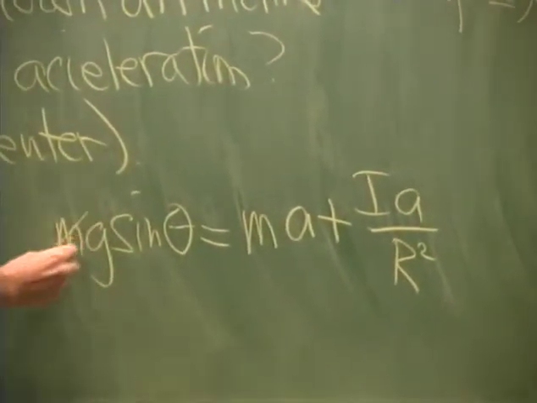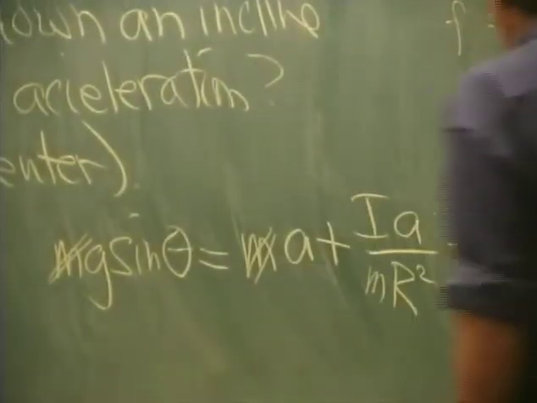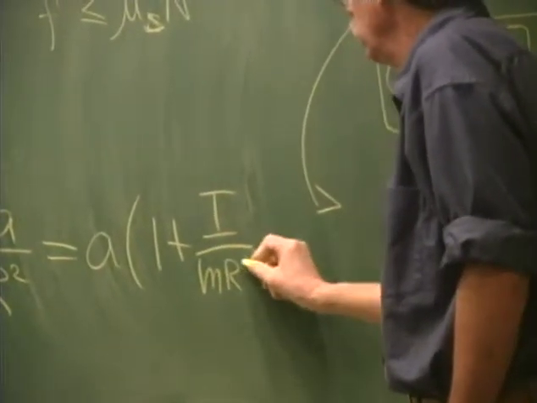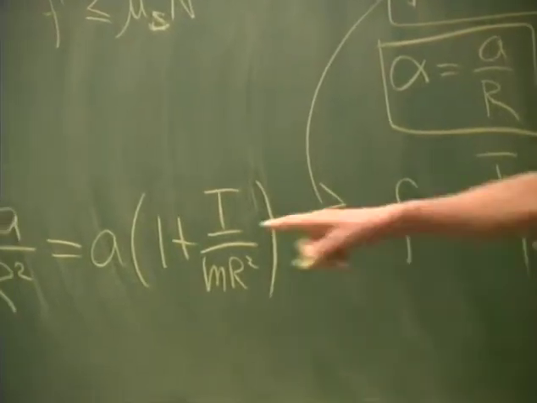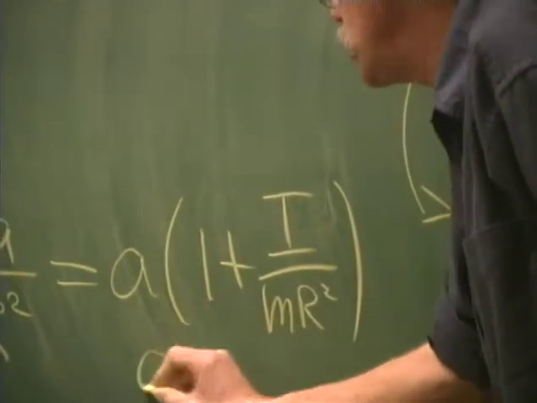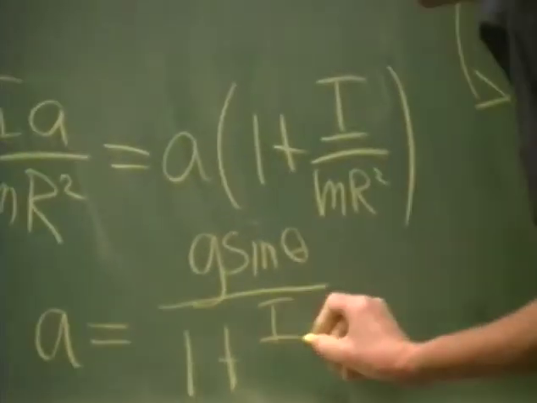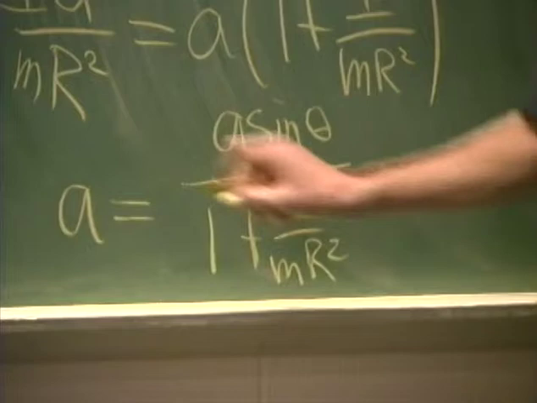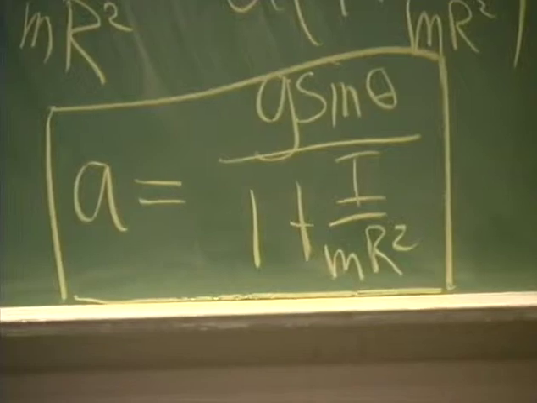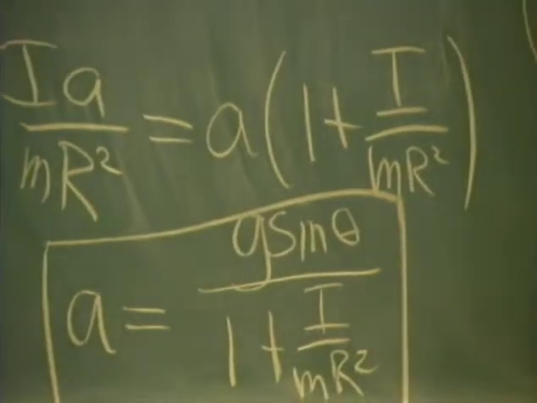I'm going to divide by m and factor out the A on the right. A times 1 plus I over mR squared. Divide through by this factor to get A, and my conclusion is A equals g sine of theta over 1 plus I over mR squared. That's the formula for the acceleration of an object that rolls down an incline of angle theta. I want to play with that formula, so I'm going to stick it up here.